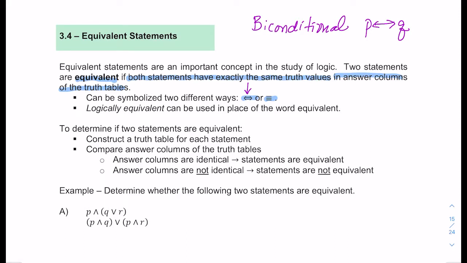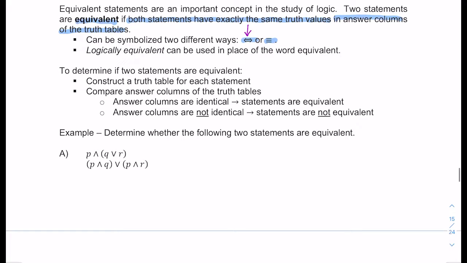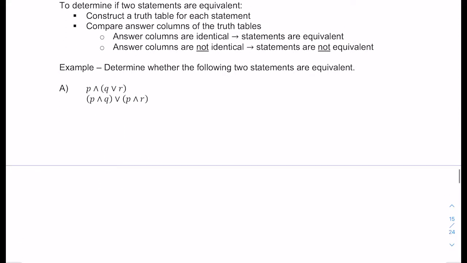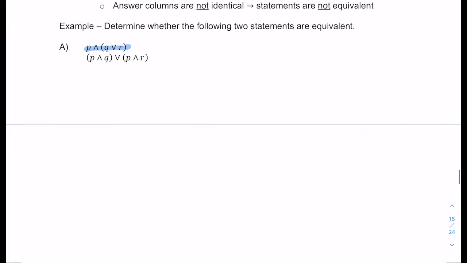To determine if two statements are equivalent, we're going to construct truth tables, just like we did, and then we're just going to compare the answer columns. If the answer columns are identical, then the statements are equivalent. And if they're not identical, then the statements will not be equivalent. So in our first example, we're trying to determine if the first statement, P and (Q or R), is equivalent to (P and Q) or (P and R). So we're going to construct truth tables and compare the answer columns.